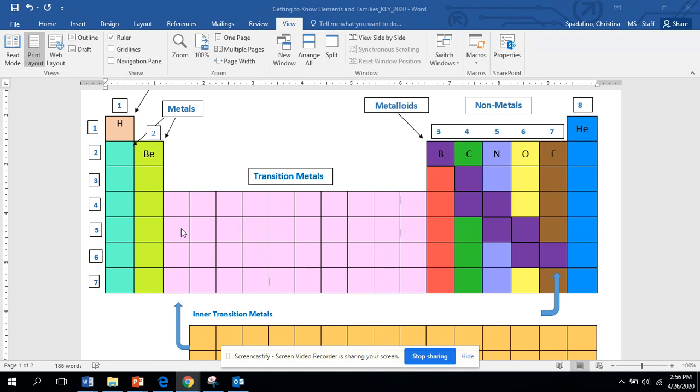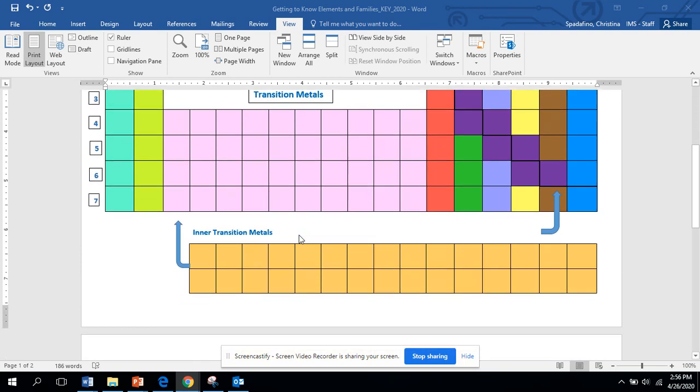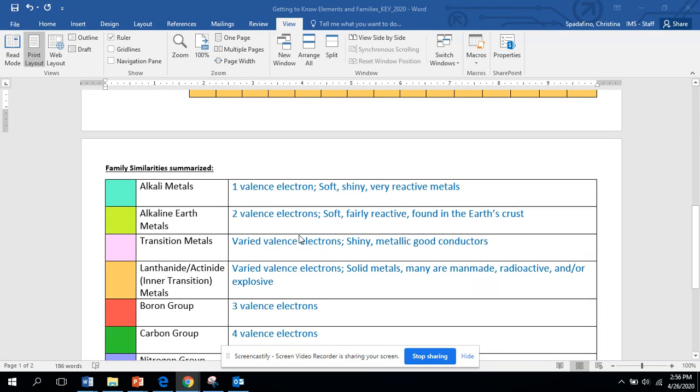So from this 3rd column all the way down to here, go ahead and give that all one color. And then for your key, where you're identifying, put that same color here. And again, these are our transition metals. And again, the number of valence electrons are going to vary. That's why we write varied valence electrons. And these are also shiny, they're metallic, and they're good conductors.